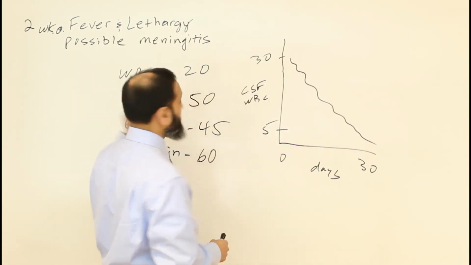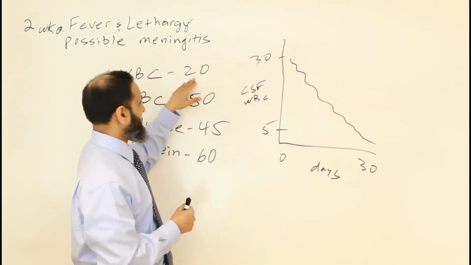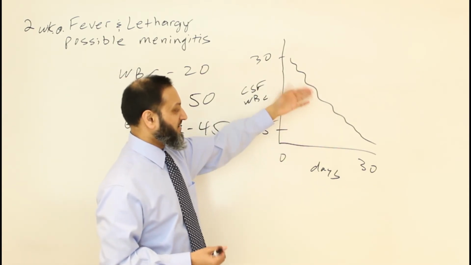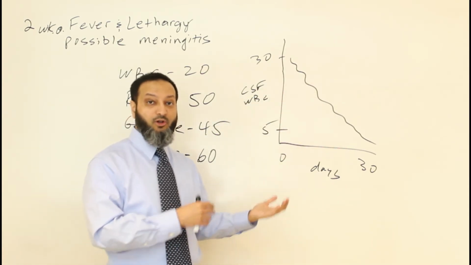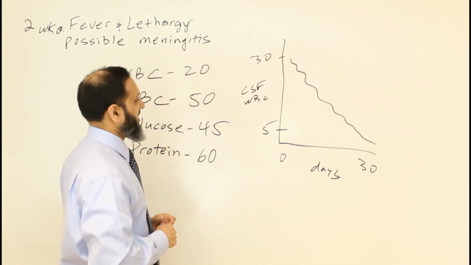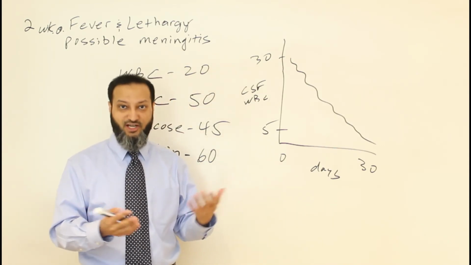So this child, 2 weeks of age, coming in with possible meningitis, you do the tap, and you have 20 white cells. That puts the child somewhere right in the middle of the graph, showing that this could be a normal white cell count for this child, okay? So then the question is, okay, maybe this is normal, but maybe it's not. Maybe the child does have meningitis, right?